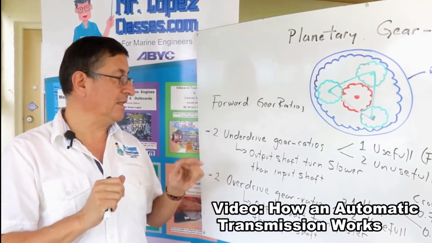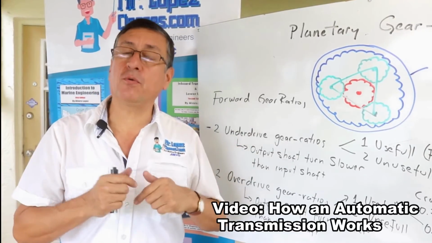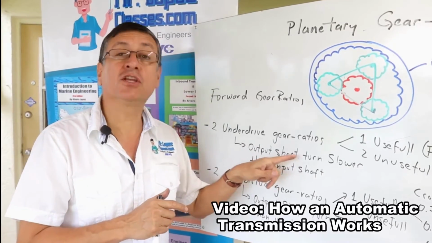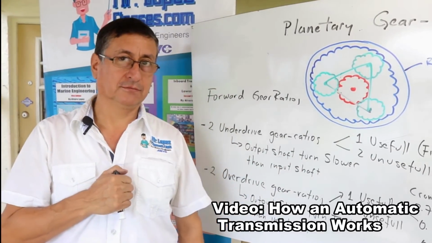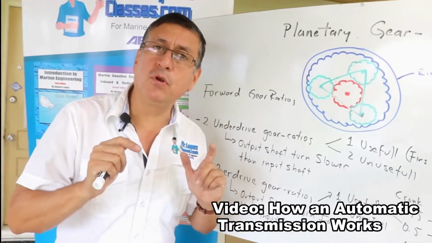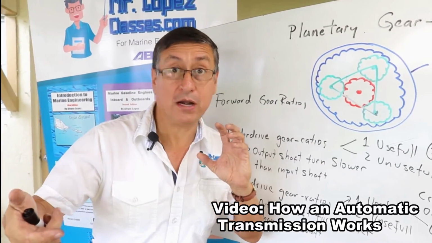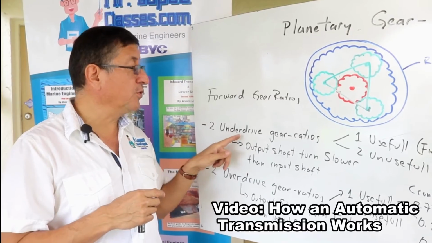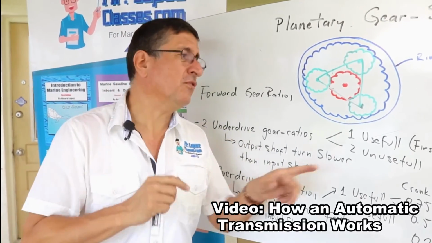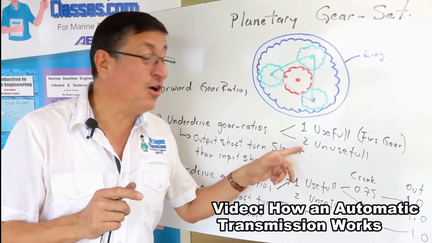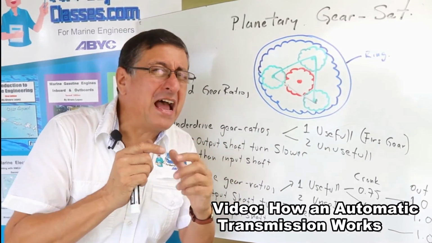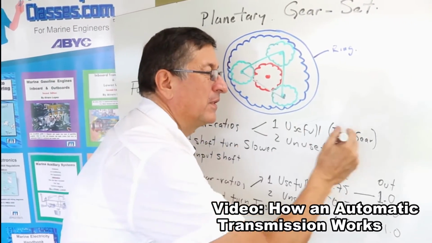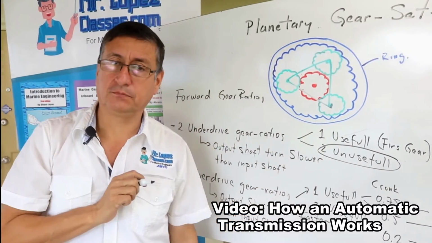Let me explain what is the meaning of that. What is the meaning of underdrive gear ratio? An underdrive gear ratio is because the output shaft turns lower than the input shaft. This is underdrive. Typical example: the output shaft turns lower but with high torque than the input shaft. One of those gear ratios produced in underdrive is useful, first gear. The other one is less speed and a lot of torque. That's practically impossible. For that reason, one is useful, the other one is unusable.